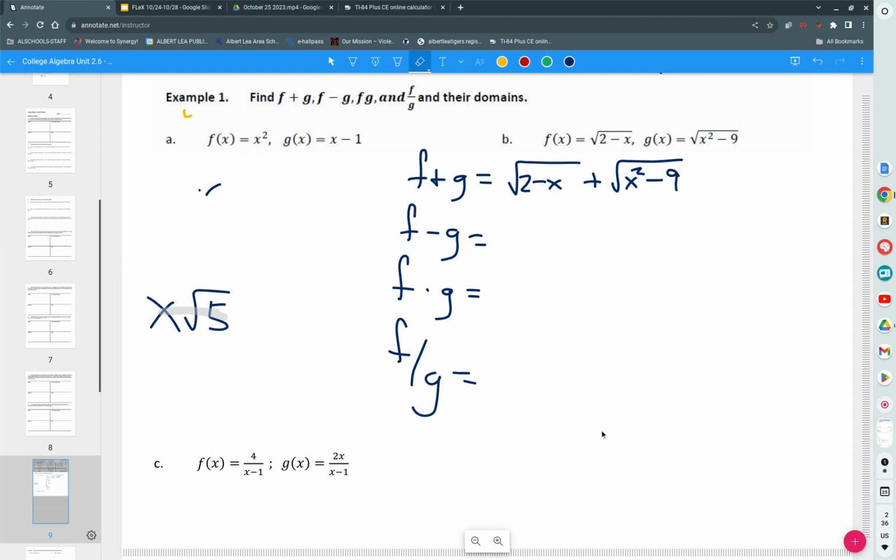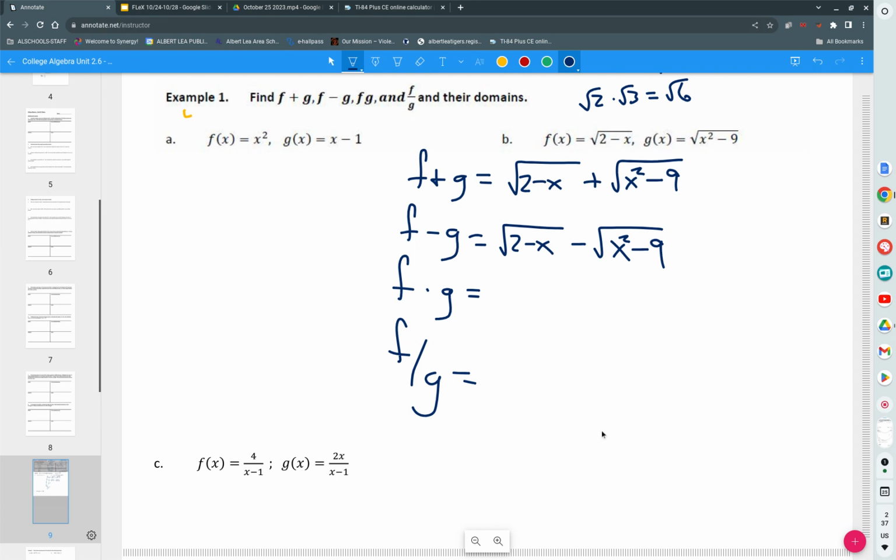All right, so then I'm going to look at subtraction. Same rules apply. I've got the square root of 2 minus x, and that's going to be minus the square root of x squared minus 9. Are you allowed to multiply them together? For example, can you take the square root of 2 times the square root of 3 to get the square root of 6? Is that allowed? Absolutely is, right? Yep, you can definitely multiply two radicals together.